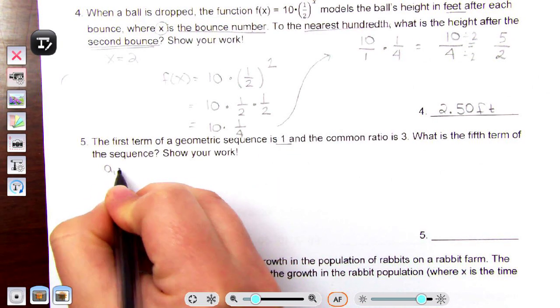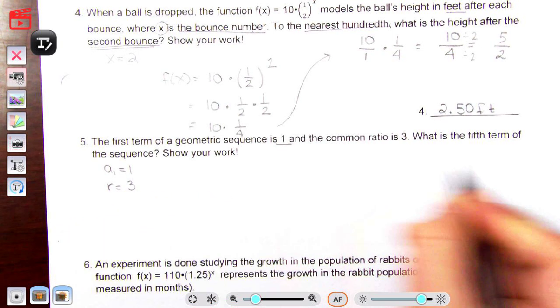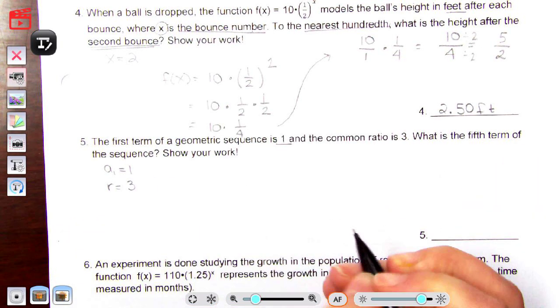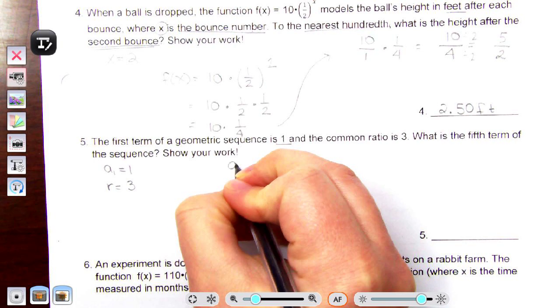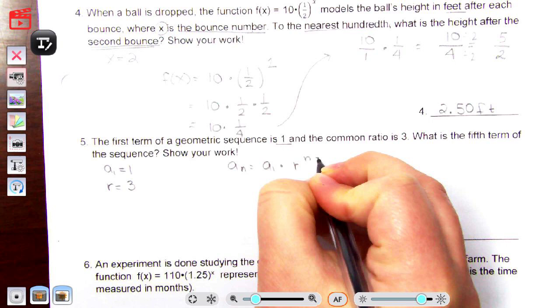The first term of the geometric sequence is 1. So a sub 1 is 1. The common ratio, r, is 3. What is the fifth term of the sequence? Show your work. So here you need to use a sub n is equal to a sub 1 times r to the n minus 1 power.